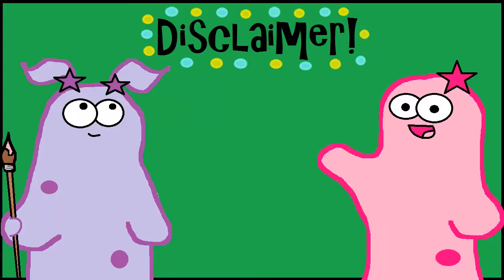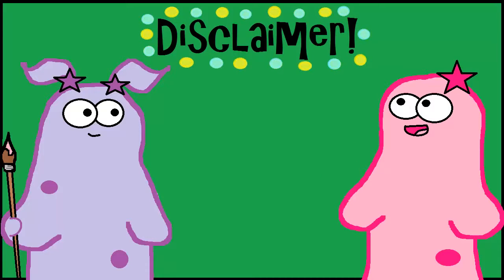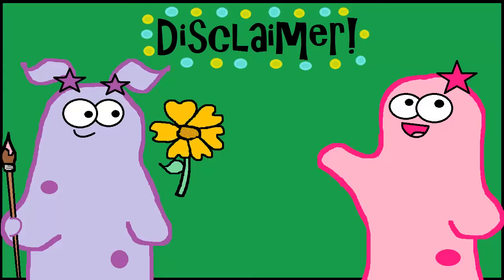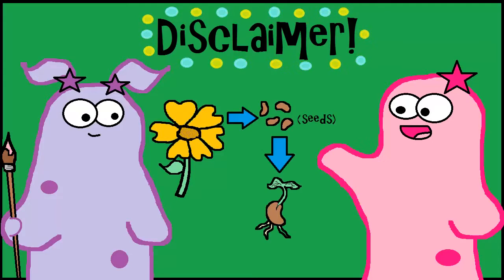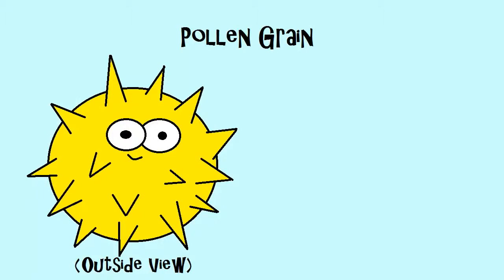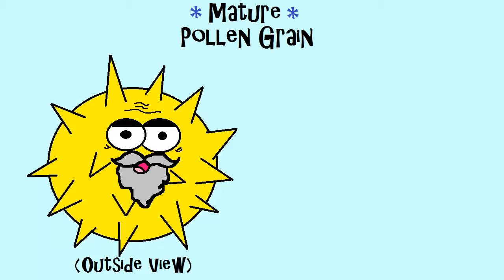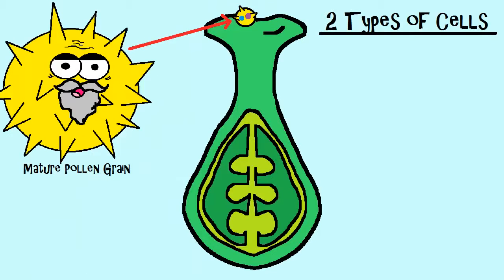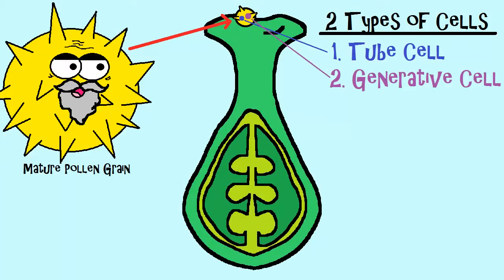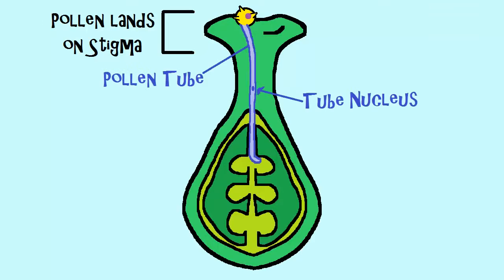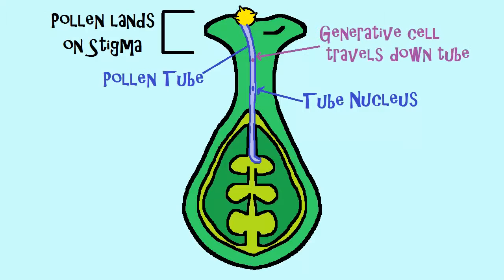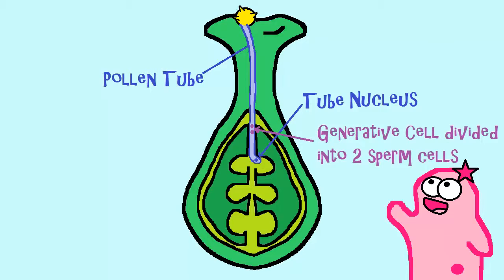Just a disclaimer, we are going to simplify this amazingly complex process of fertilization in angiosperms, but understand the main function is that this process is going to help the plant develop seeds, which can then grow into new baby plants. First, you have to understand that pollen grains, well, mature ones anyway, consist of two types of cells, a tube cell and a generative cell. So basically this pollen grain, once landing on the sticky stigma, uses the tube cell to burrow down a pollen tube from the stigma through the style to the inside area of the ovary. The generative cell, which is enclosed in the tube cell, will divide to form two sperm cells.